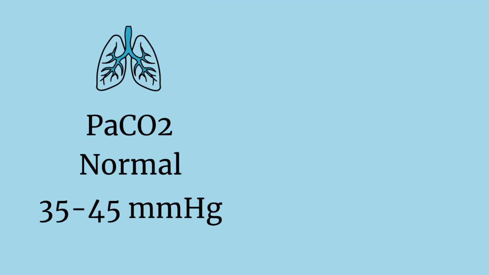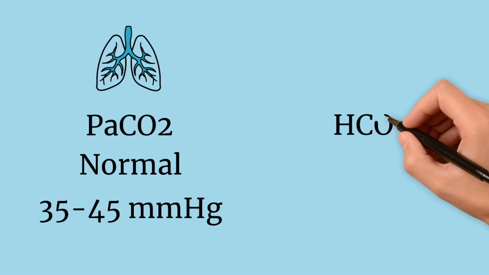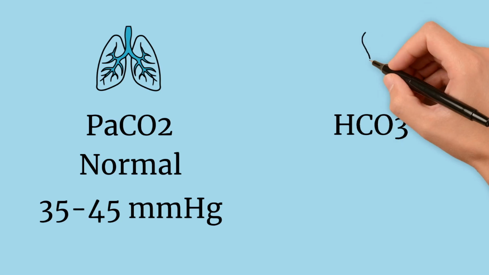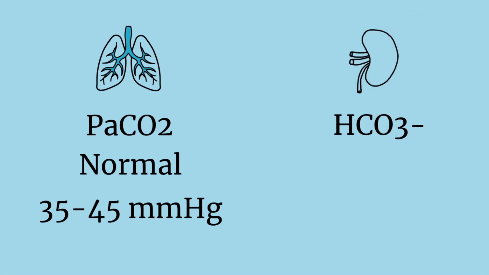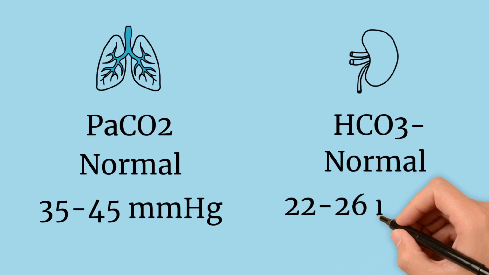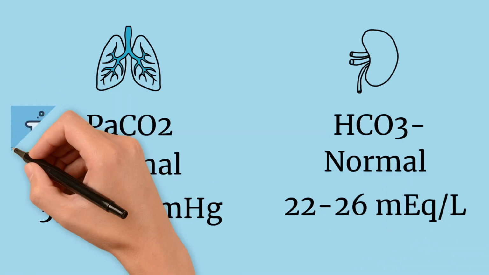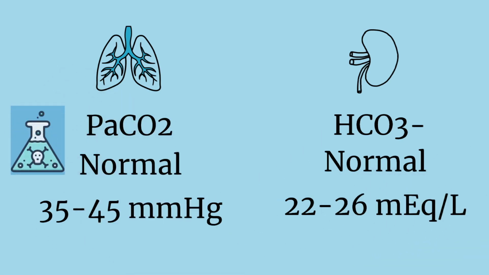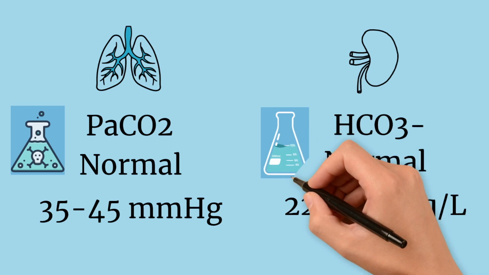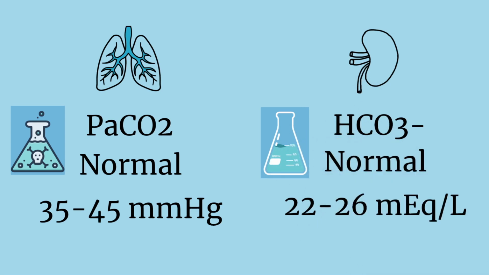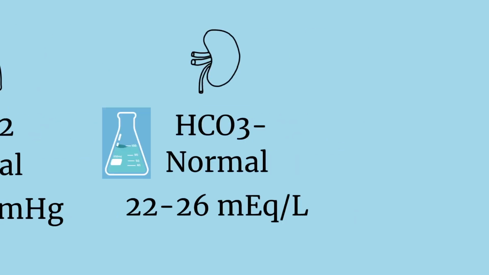Now, looking over to our bicarb, or HCO3, this is our metabolic component, and that's really regulated by our kidneys. So that lets us know if it's metabolic in origin. Our normal value is 22 to 26 milliequivalents per liter. The higher the bicarb, the higher the likelihood of alkalosis. So that's our base. More base, more alkalosis.